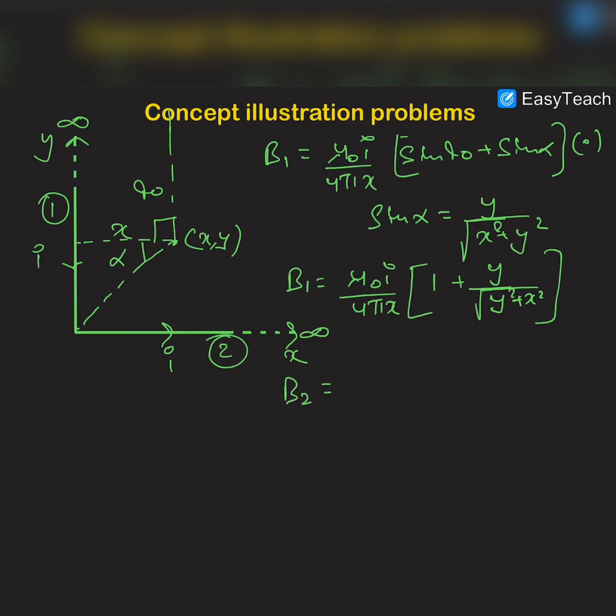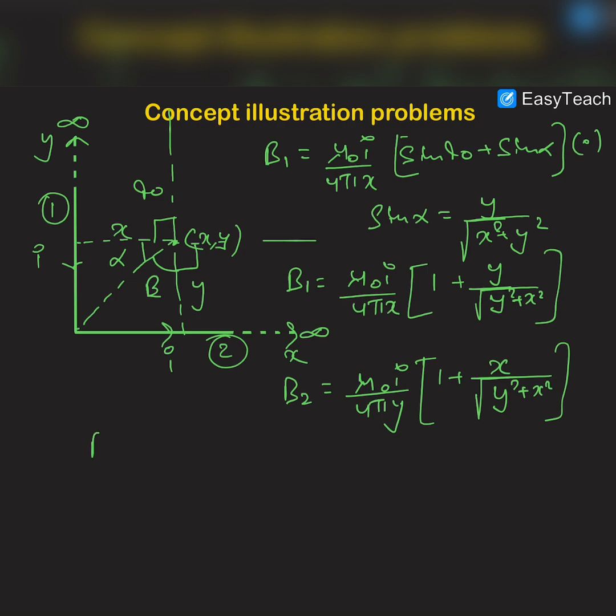B2 is the magnetic field due to the other wire, and you can first of all draw the perpendicular. The perpendicular distance of this second wire from this point is y. You can see this angle is beta and this angle is 90. So again the B2 will be mu naught I by 4 pi y, and this is 1, sine 90 is 1, plus sine beta. Sine beta will be this perpendicular distance upon this. So sine beta will be x upon r, so it would be x upon under root of y square plus x square.